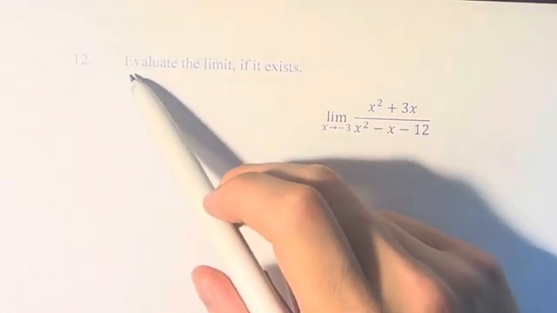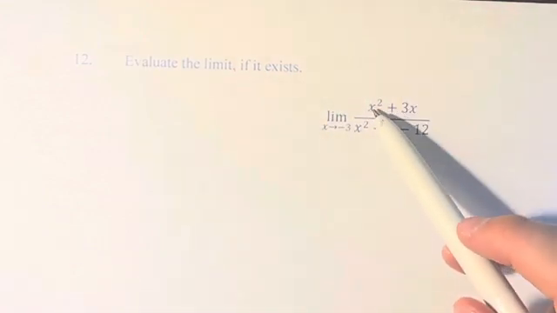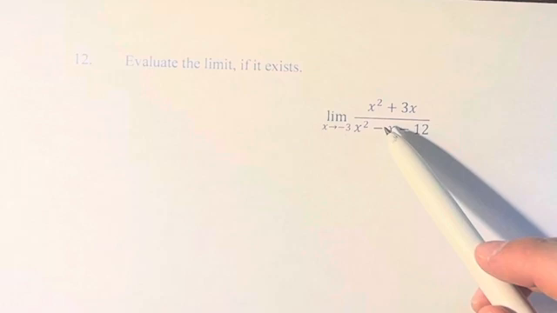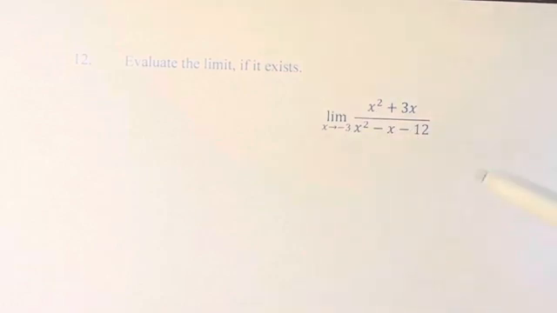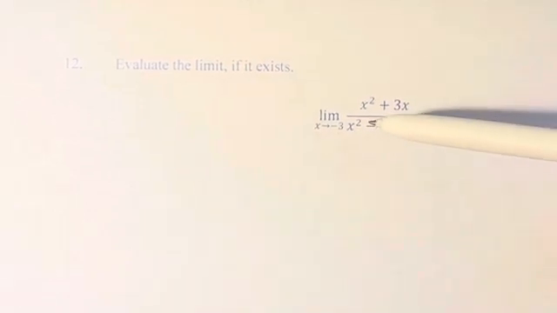In this problem, we're asked to evaluate the limit if it exists. And we have the limit as x approaches negative 3 of x squared plus 3x over x squared minus x minus 12. So what we have to do here is simplify this fraction in a way that allows us to plug in negative 3 into our function.